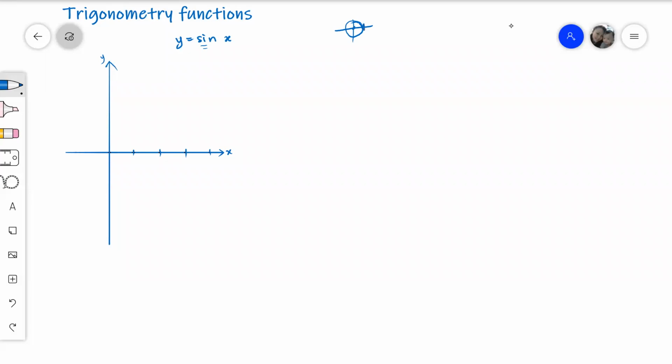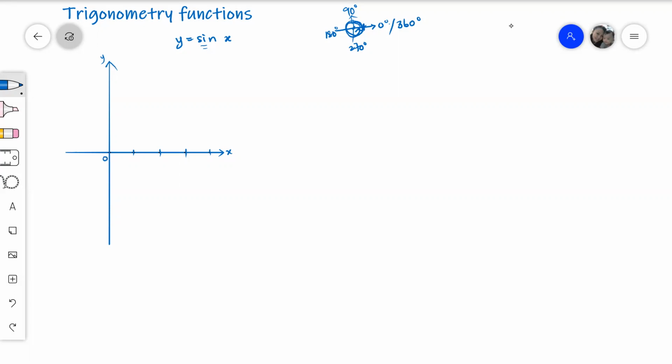So this one represents 0 degree, and this is 90 degree at the y-axis, and on the negative side of the x-axis will be 180 degree, and on the negative side of the y-axis will be 270 degree. When we move a whole turn, we come back to the positive side of the x-axis, which is also 360 degree. So based on the unit circle, we know that sine x starts with 0 when it is at 0 degree.